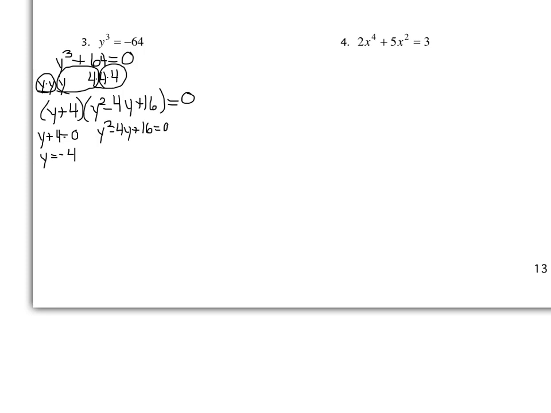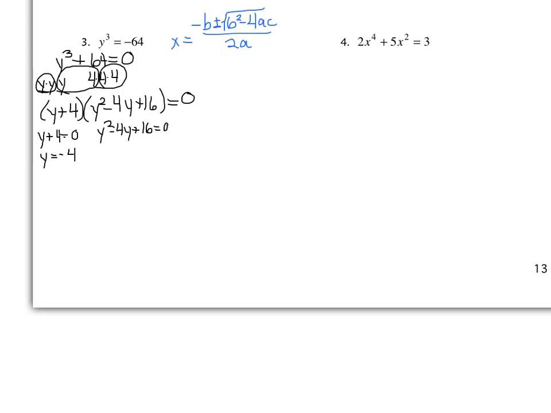So what you're going to have to do 100% of the time, whether you have a sum of two cubes or a difference of two cubes, is use the quadratic formula to solve this. Because even though it can't be factored, every quadratic can be solved using the quadratic formula. So just as a refresher, the quadratic formula is x equals the opposite of b plus or minus the square root of b squared minus 4ac all over 2a. Let's go ahead and do the quadratic formula for this quadratic, y squared minus 4y plus 16.